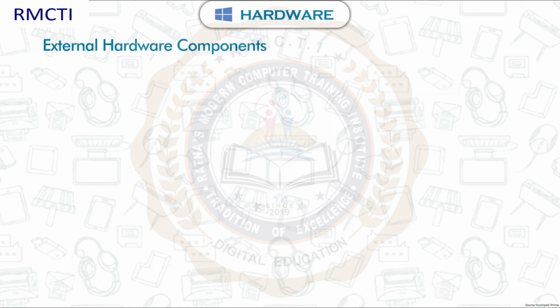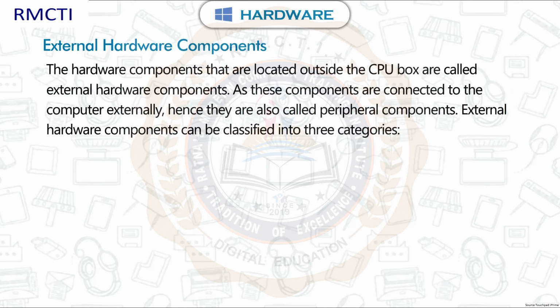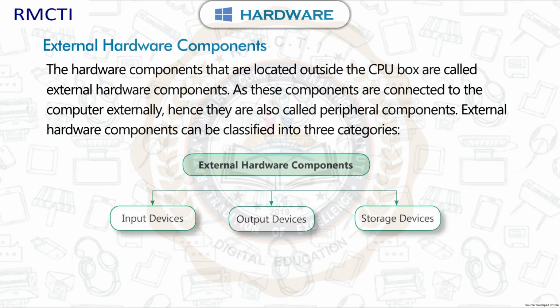External hardware components. The hardware components that are located outside the CPU box are called external hardware components. As these components are connected to the computer externally, they are also called peripheral components. External hardware components can be classified into three categories: input devices, output devices, and storage devices. Let us discuss these in detail.